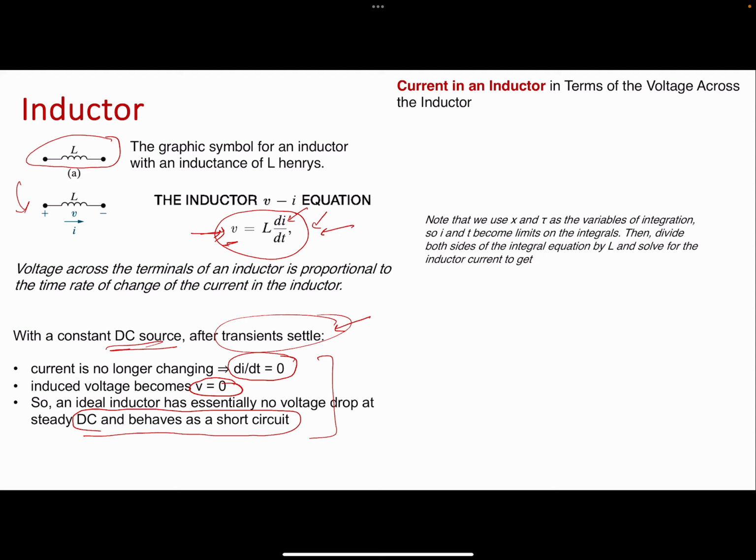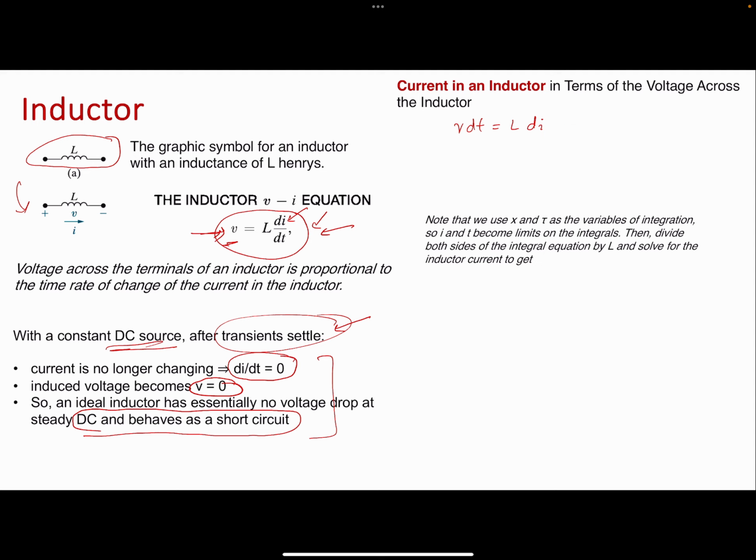So starting with this equation, V equals L di by dt. I'm going to take the differential on the other side. We get V times dt equals L times di. So essentially, let's do one more thing. Let's take the integral on both sides, right?